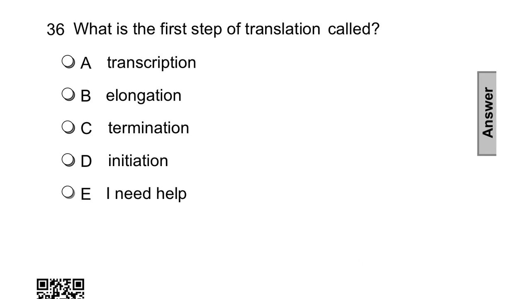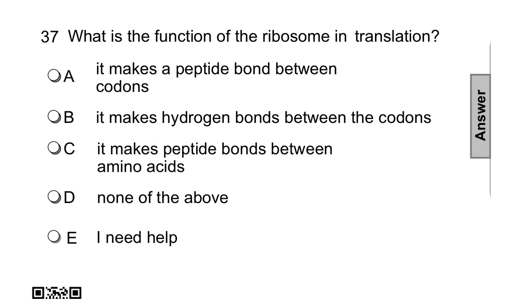What is the first step of translation called? Initiation. It's kind of tricky. What does the ribosome do in translation? Well, it's the platform that holds the mRNA, and it provides room for the tRNA to link onto the mRNA. I don't see those choices here.